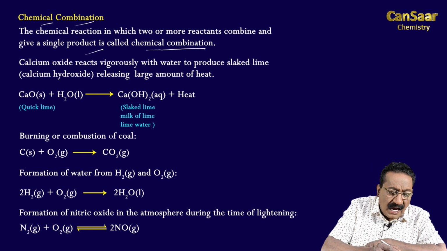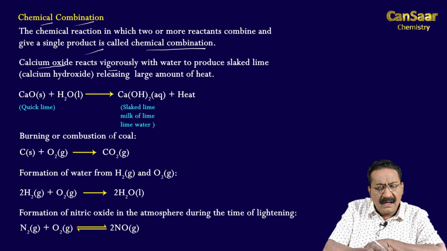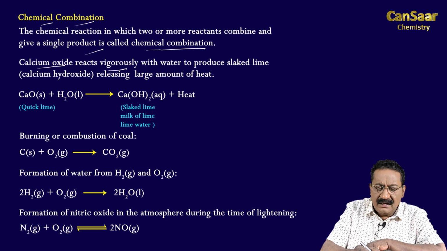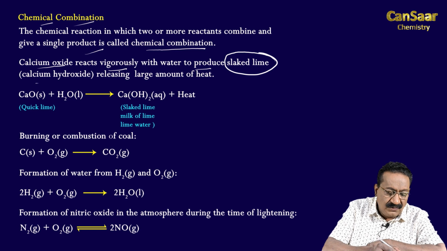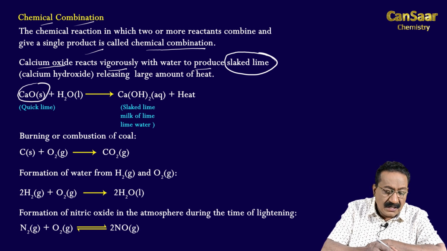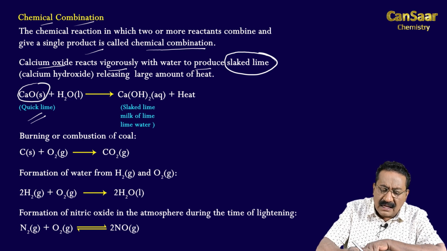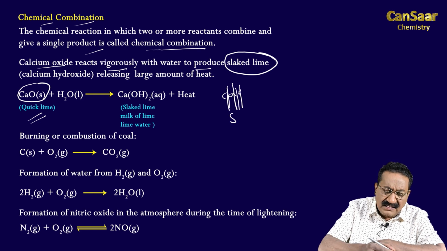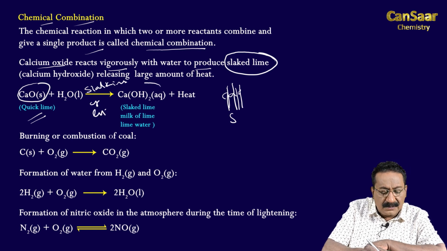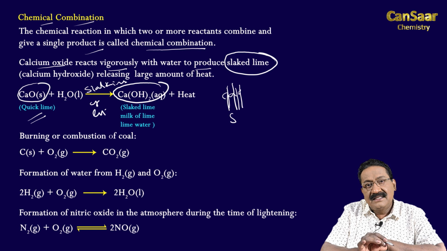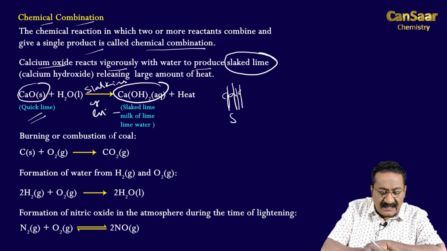For example, calcium oxide reacts vigorously with water and gives slaked lime. So, CaO, solid calcium oxide, so-called quick lime, when reacted with water, this water slices the CaO. It makes the solid into slices. This is called slaking of lime. And the product calcium hydroxide produced is correctly called slaked lime.